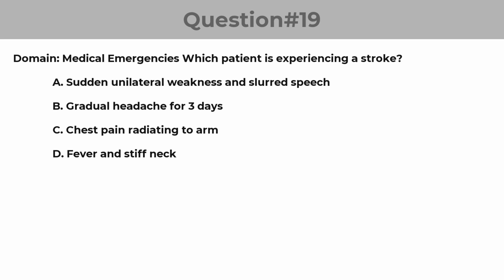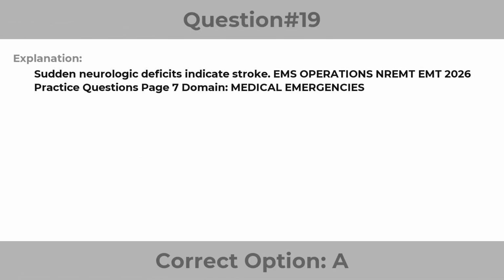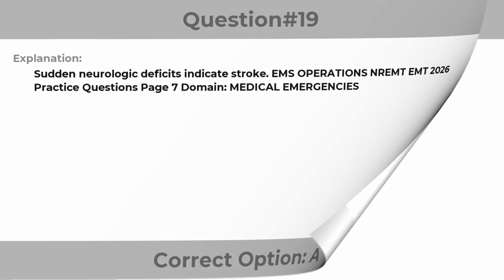Question 19. Domain, medical emergencies. Which patient is experiencing a stroke? A. Sudden unilateral weakness and slurred speech. B. Gradual headache for 3 days. C. Chest pain radiating to arm. D. Fever and stiff neck. Correct answer A. Explanation: sudden neurologic deficits indicate stroke.